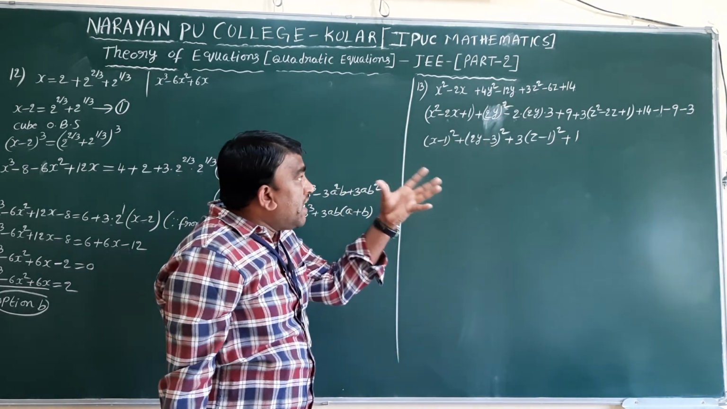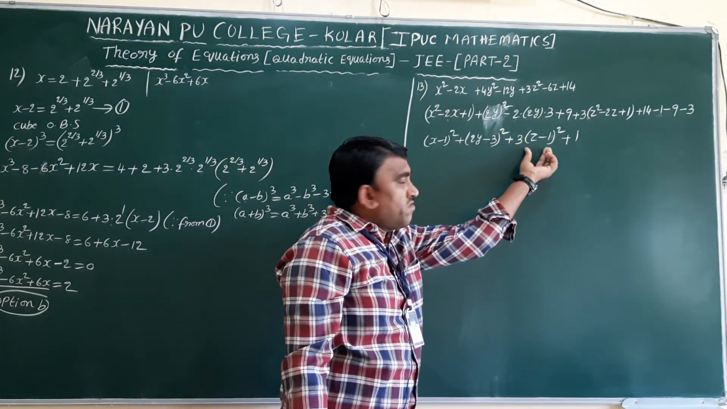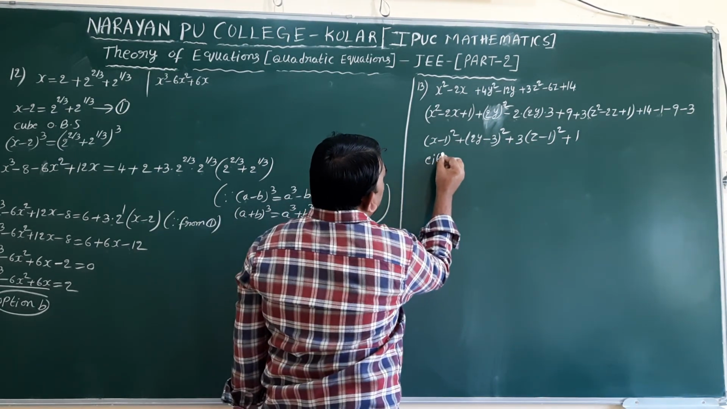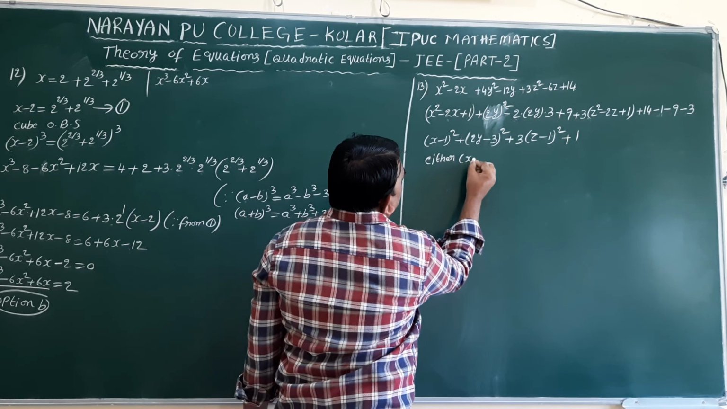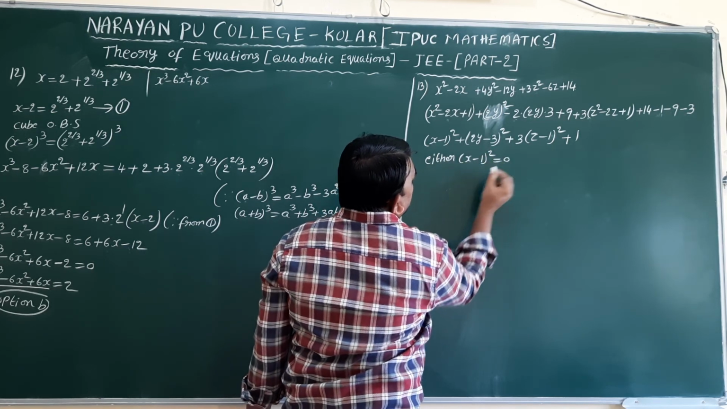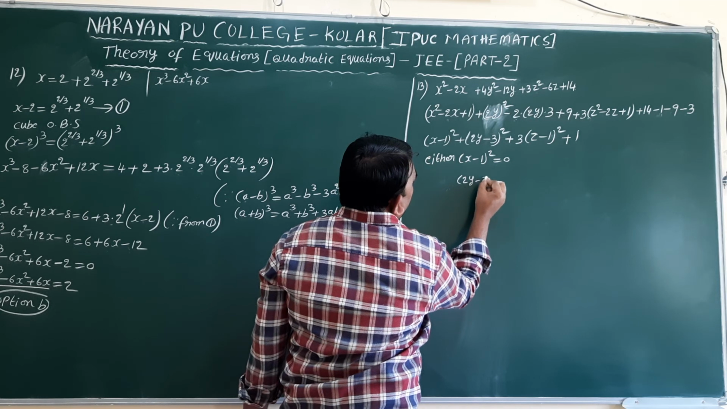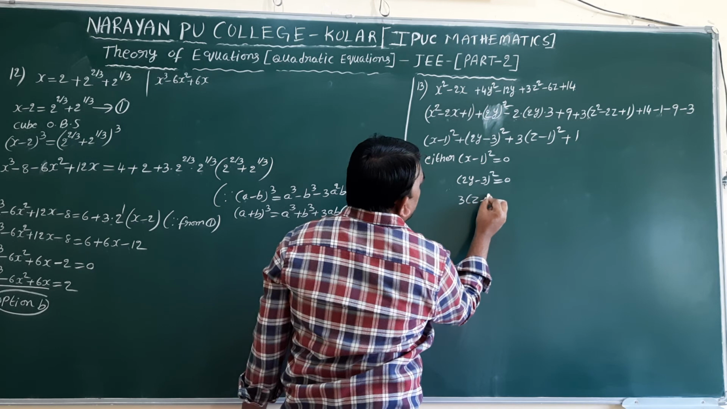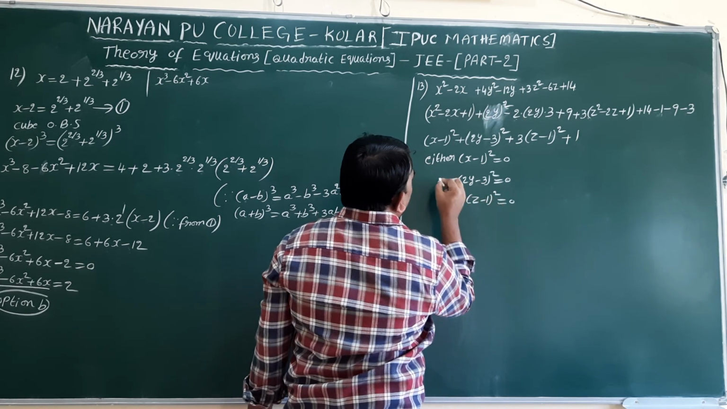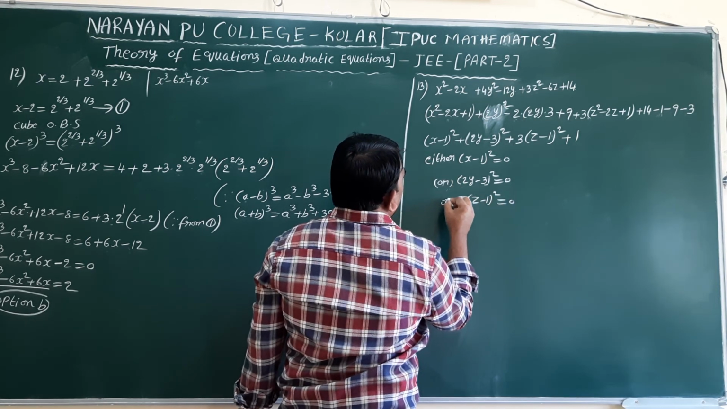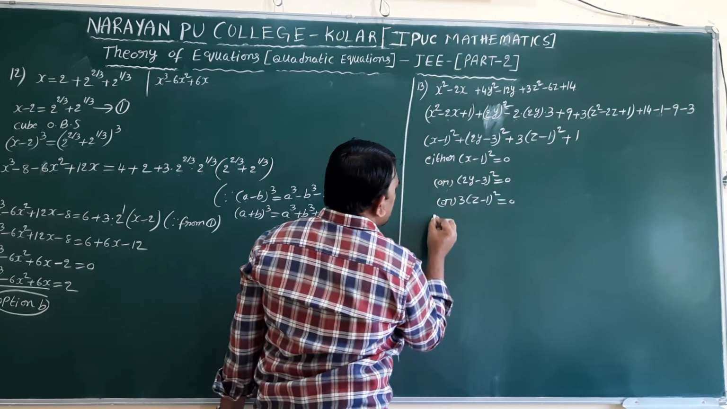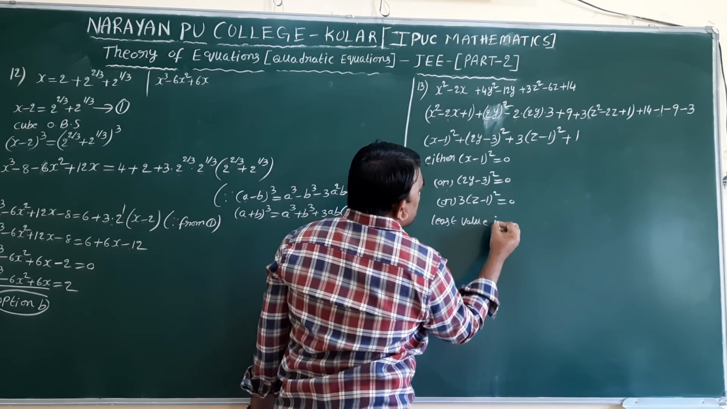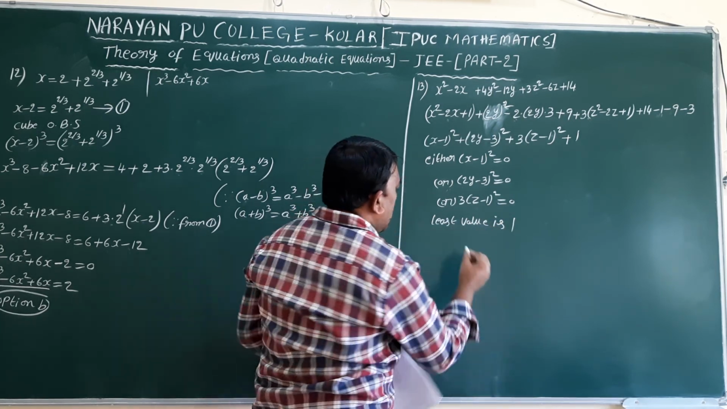If we want to get the least value, whenever these terms are 0, either x minus 1 whole square is 0, 2y minus 3 whole square is 0, 3 into z minus 1 whole square is 0. Whenever these are 0, the least is 1. Least value is 1. Option A is correct.